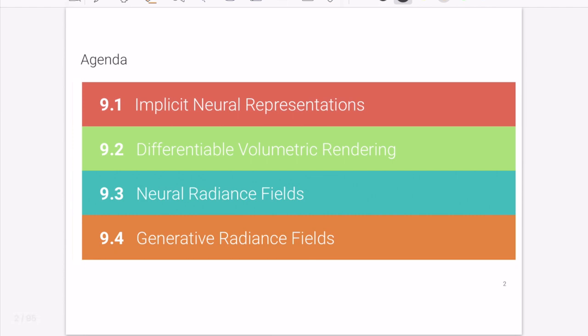Okay, so this is the contents of this lecture note 5. Let's just ignore the numbering of this content, and let's see. The first topic will be implicit neural representation. Second is how to formulate rendering, or volume rendering, in a differentiable manner with a differentiable function. And third one is going to be the neural radiance field, or just called NeRF. And finally, we will talk about how to formulate this NeRF in a generative manner.